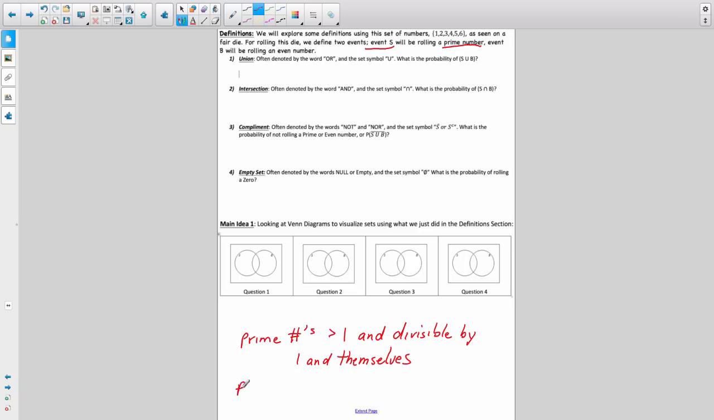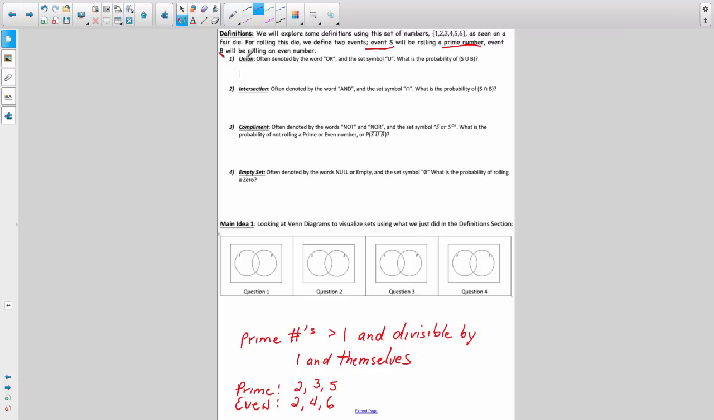So what's prime? If you have a die and you roll it, the possible prime numbers, therefore, if it can only be divisible by 1 and itself, would be 2, 3, and 5. Okay, and then event B will be rolling an even number. Even numbers could be 2, 4, and 6 if you're looking at a die.